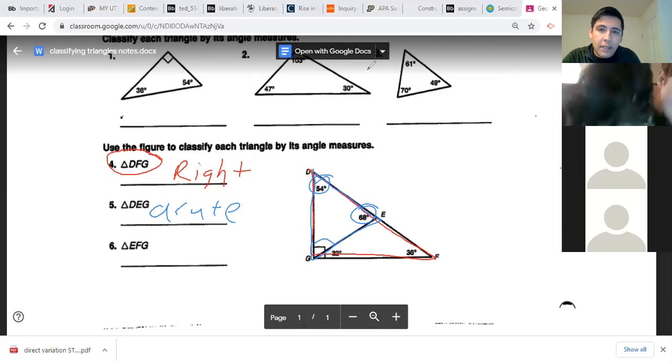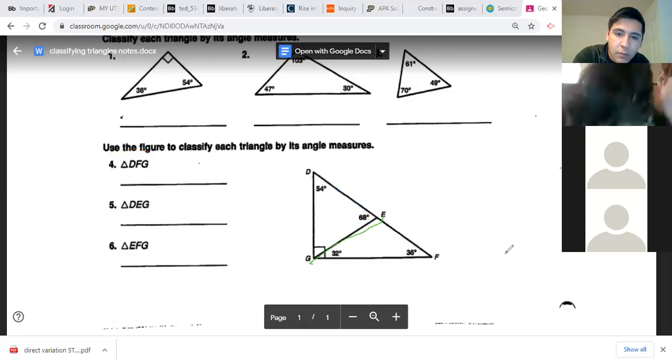And then finally, let me do that one in green, EFG. What kind of triangle would that be? EFG. Wouldn't it still be acute because it's not over 90?